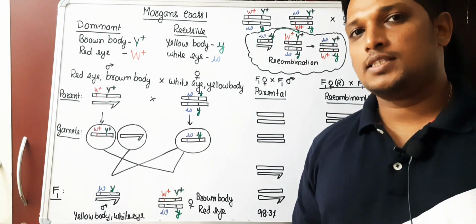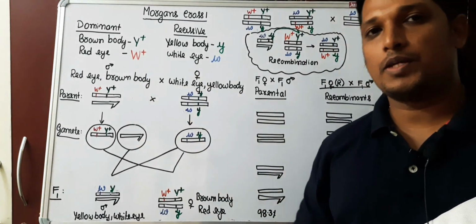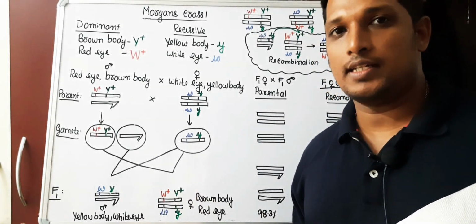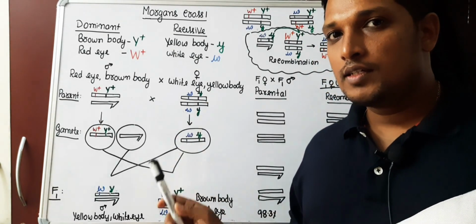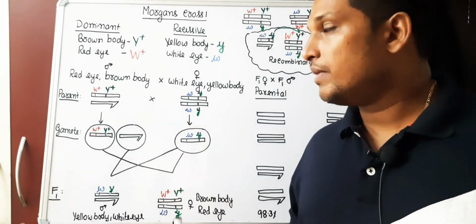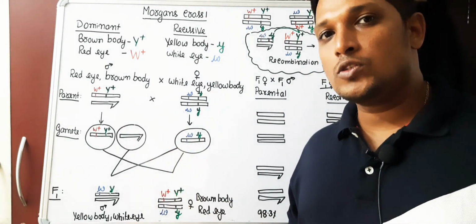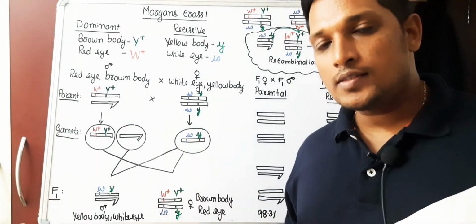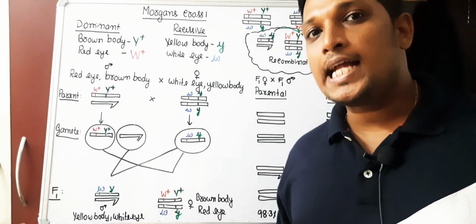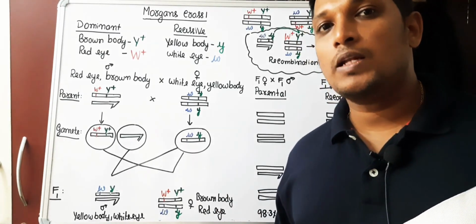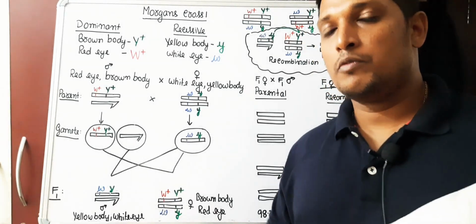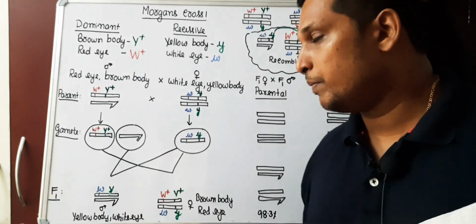Today we are going to understand T.H. Morgan's experiment. T.H. Morgan is regarded as the father of experimental genetics. Why? Because he did an experiment on the fruit fly, Drosophila, by crossing which he gave the conclusion regarding what exactly linkage is, when linkage will occur, when recombination will occur, all those concepts we will be understanding.